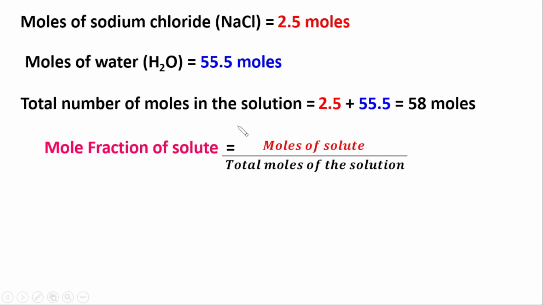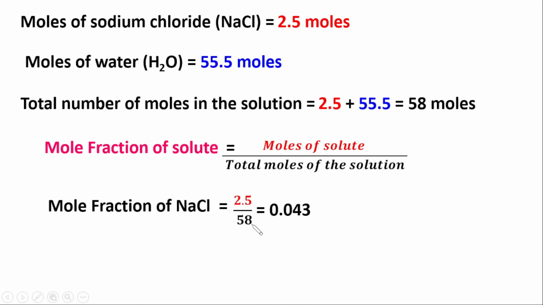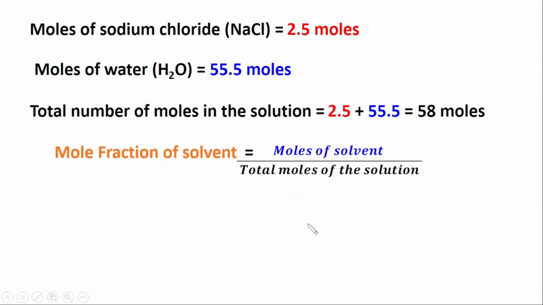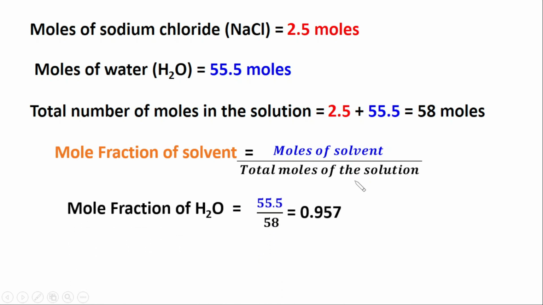Now it's quite easy. We can find the mole fraction of solute by dividing the number of moles of solute by the total moles of the solution. 2.5 divided by 58 gives us 0.043, the mole fraction of NaCl. Similarly, the mole fraction of solvent is equal to moles of solvent divided by total number of moles of the solution. So 55.5 divided by 58 gives us 0.957, the mole fraction of water, H2O.